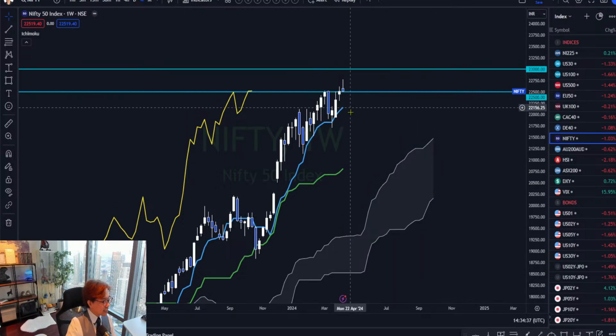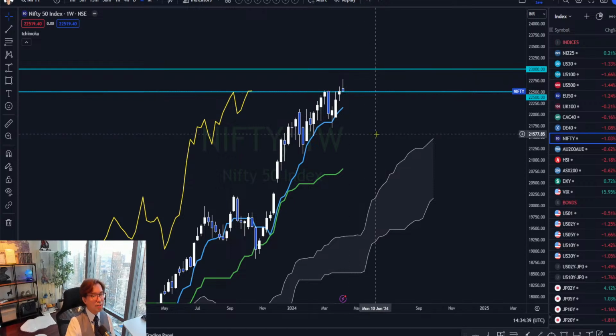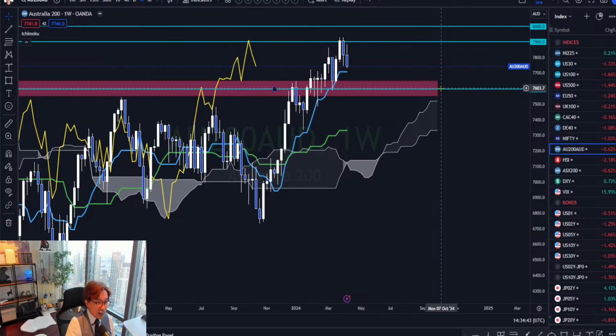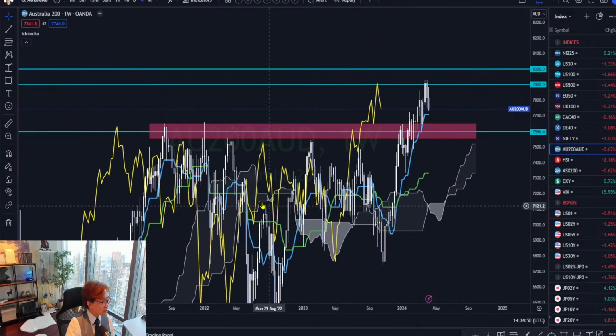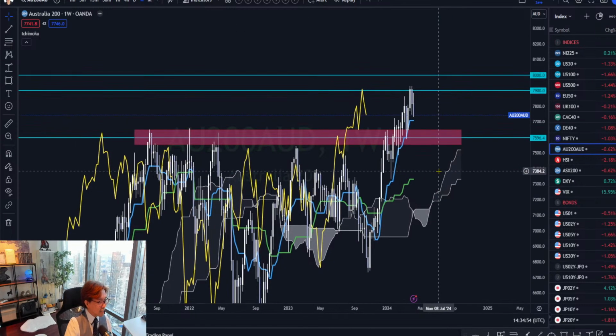Unless the price breaks Tenkan Sen, it's bullish on the Nifty chart. And next is AU 200. Australia 200 is still bullish after the breakout of that resistance zone. This red rectangle was the resistance zone. After the breakout, it's been bullish again because the price has been supported by the Tenkan Sen. So this time it may bounce on Tenkan Sen and continue bullish.